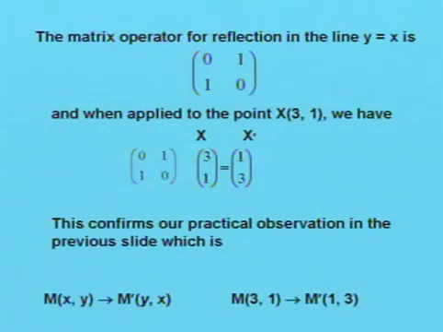which is saying that M operating on (x, y) will produce an image (y, x), that is, exchanging the x value and the y value. So M operating on (3, 1) will give us an image (1, 3). Just switch them around.